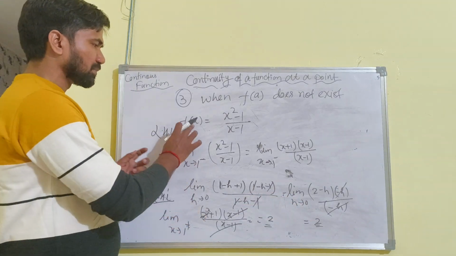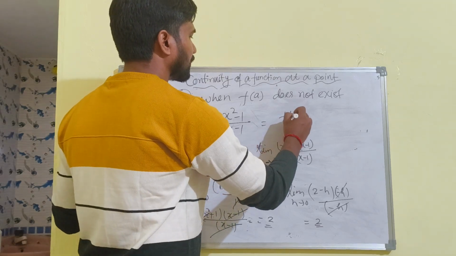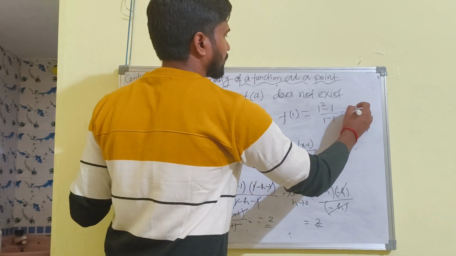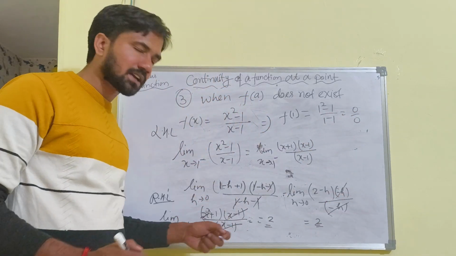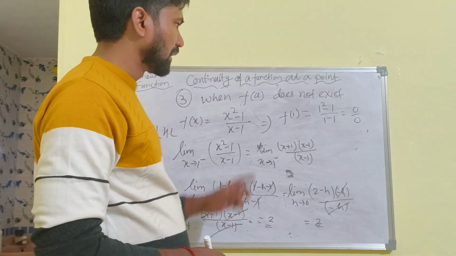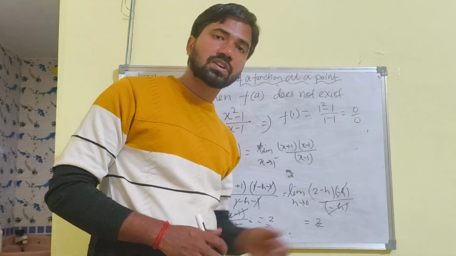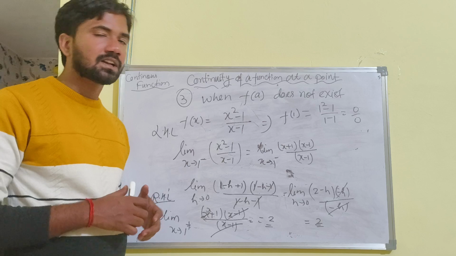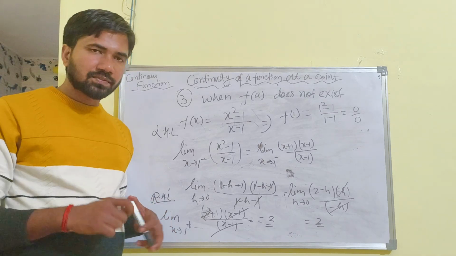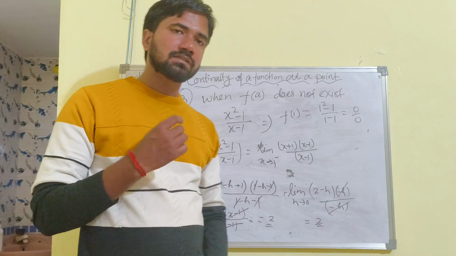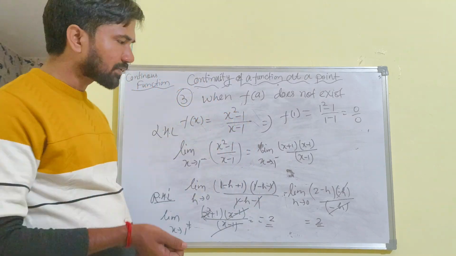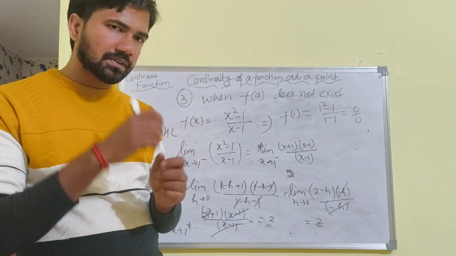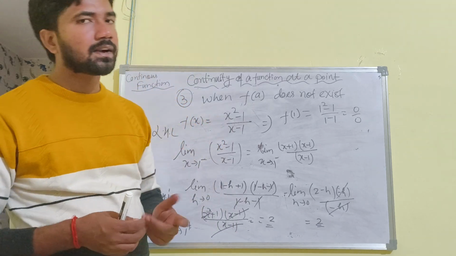But let's check value of function. Put here x equal to 1. What will it come? f(1) equal to 1 square minus 1 divided by 1 minus 1 equal to what? 0 upon 0. Means what? Left hand limit and right hand limit both are coming equal. But here value of function does not exist. 0 upon 0 is an undefined term. So it does not exist. So we say this is the function where left hand limit and right hand limit both are equal, but value of function is not equal to the limits or does not exist. So this function is again discontinuous.